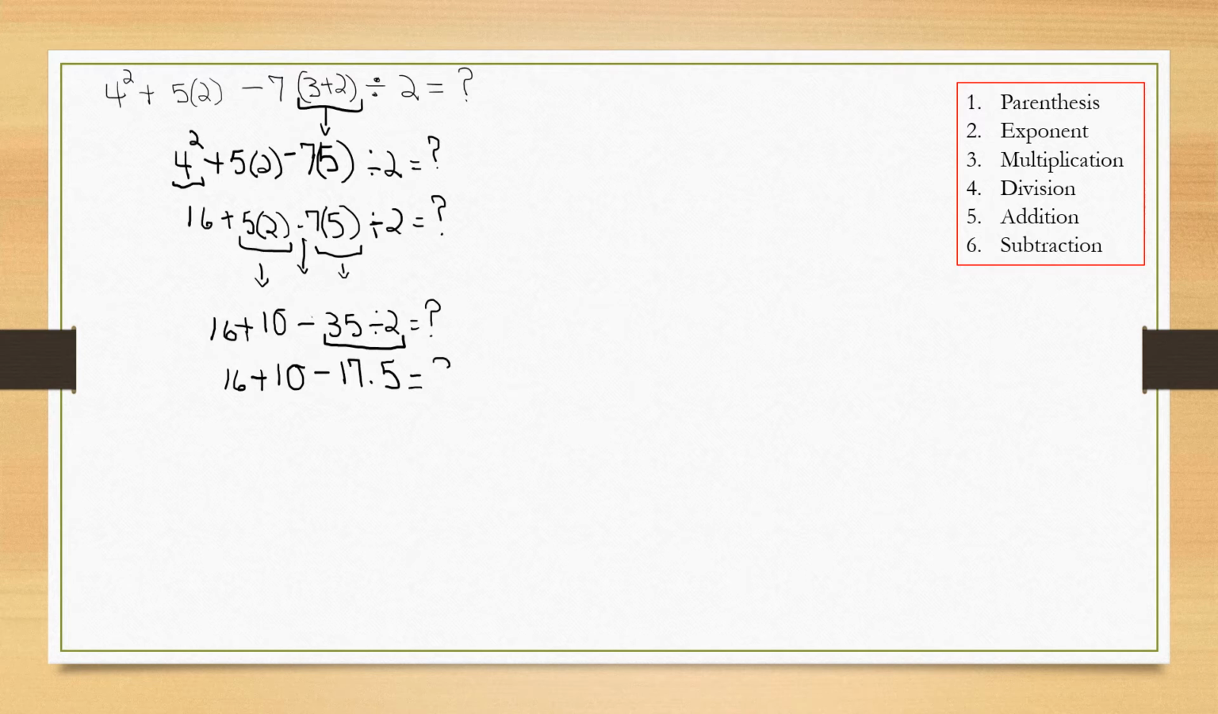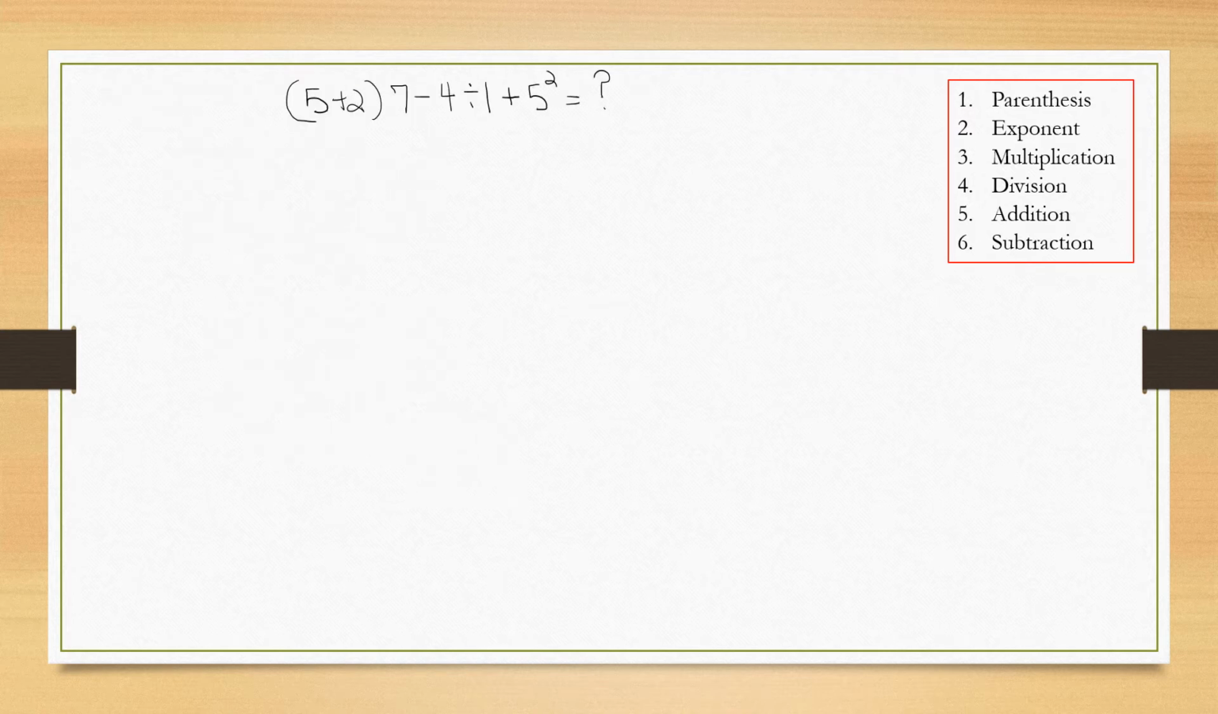What's the next thing on our list? We got rid of division, so now we go to addition. We have an addition problem right here: 16 plus 10 gives us 26, minus the 17.5. So 26 minus 17.5. Let's use our calculator because subtraction is the last thing on our list. And that gives us 8.5. 8.5 would be our answer. So that's how we do that.